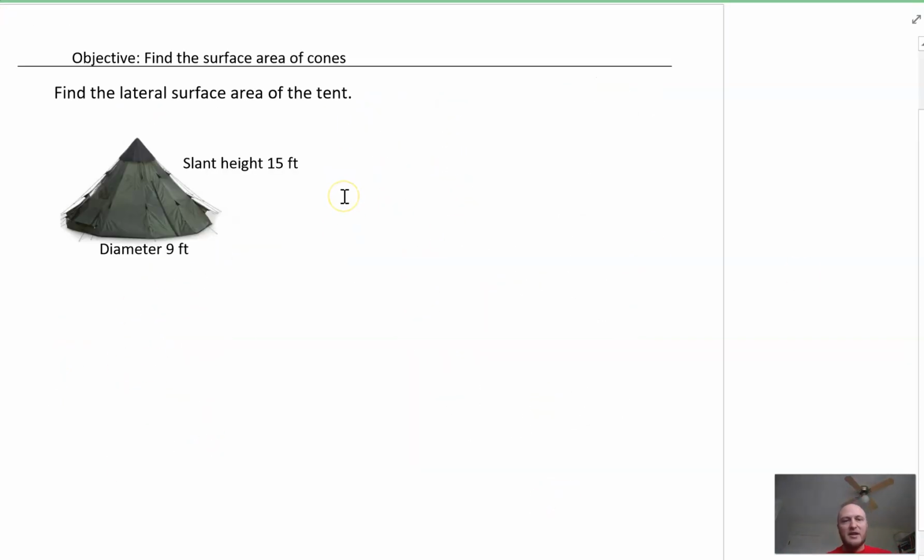All right, very last example. Here we have a tent, and they say find the lateral surface area of this tent. Again, the problem has not changed. We know that S is equal to pi RL. That's our slant height. So I need to know, what's the radius? Well, the diameter is 9 feet, so what's half of 9? 4.5. And then I need to know what the slant height is. Here they're kind. They tell us the slant height right away. They say it's 15 feet.